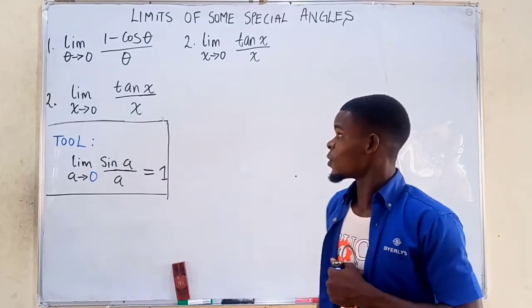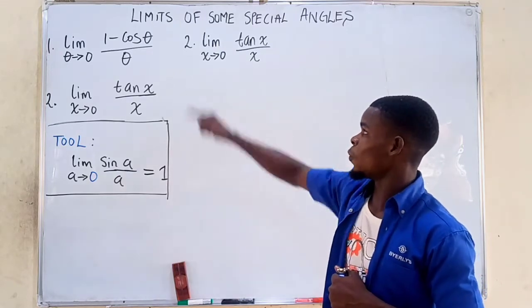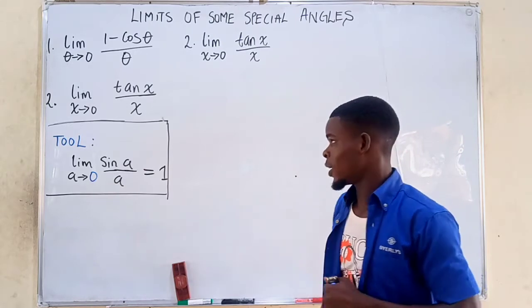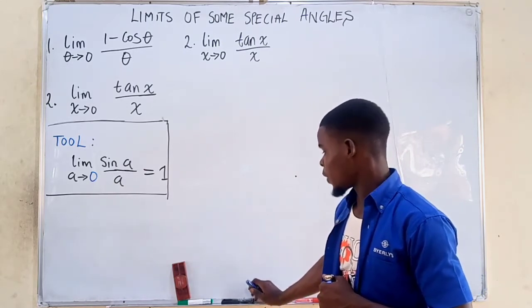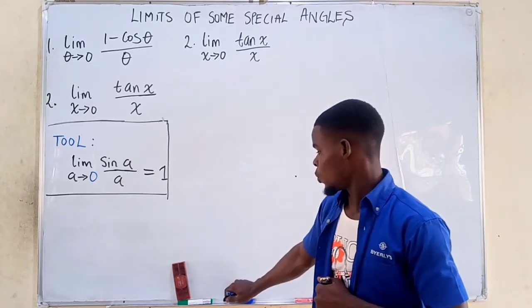Now in this video, we want to solve the limit of the second question. In a previous video, we looked at the limit of 1 minus cosine theta over theta as theta tends to 0, which was quite fun, right? In this second question, we're going to be looking at the limit of tangent of x over x as x tends to 0. And here we have a basic tool to guide us.